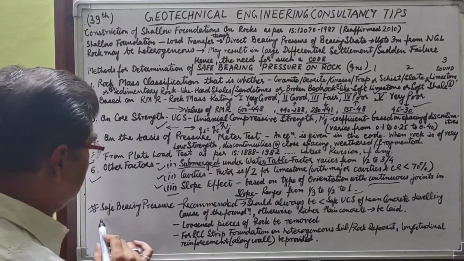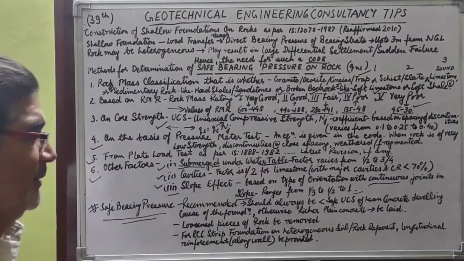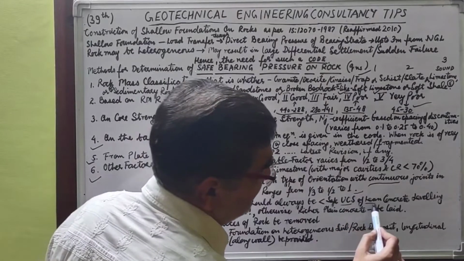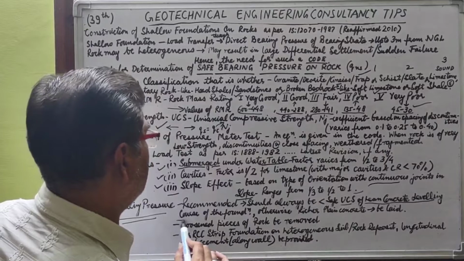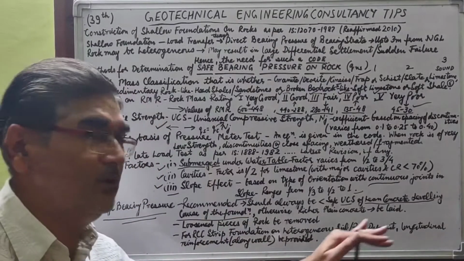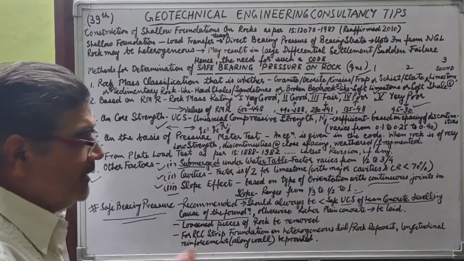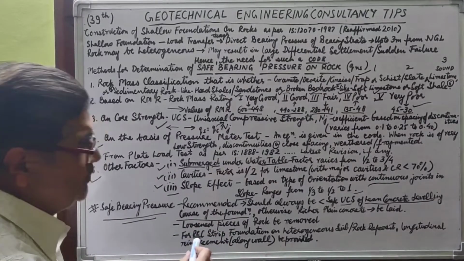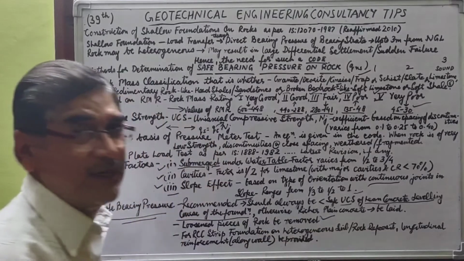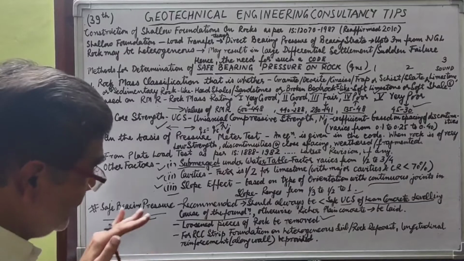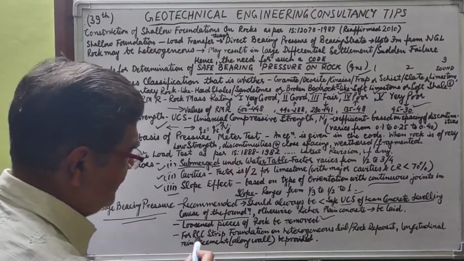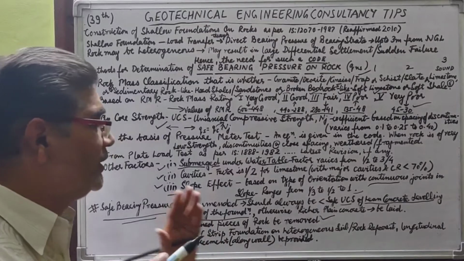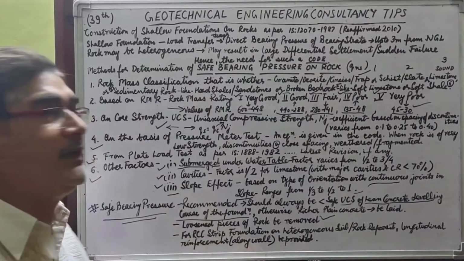And in the end, the code gives a point that the safe bearing pressure recommended should always be less than the safe UCS of lean concrete leveling cores being used as the foundation. Otherwise, richer plain concrete should be laid. And before laying the foundation for such cases in rock, for shallow foundations, any loose end pieces of rock need to be removed from the site. Last is, for any reinforced cement concrete RCC strip foundation given on any heterogeneous soil or rock deposit, longitudinal reinforcement along walls needs to be provided.